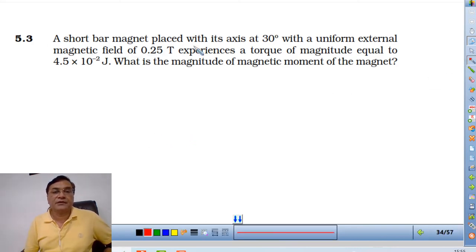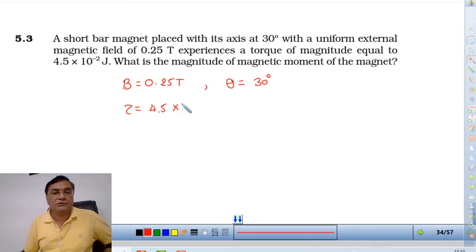We go here. Now a short bar magnet is placed with its axis at 30 degree to a uniform external magnetic field. So B is equal to 0.25 Tesla, theta equal to 30 degree. So torque is equal to 4.5 into 10 raised to minus 2 joule. Then what is the magnitude of the magnetic moment? So we have the formula.